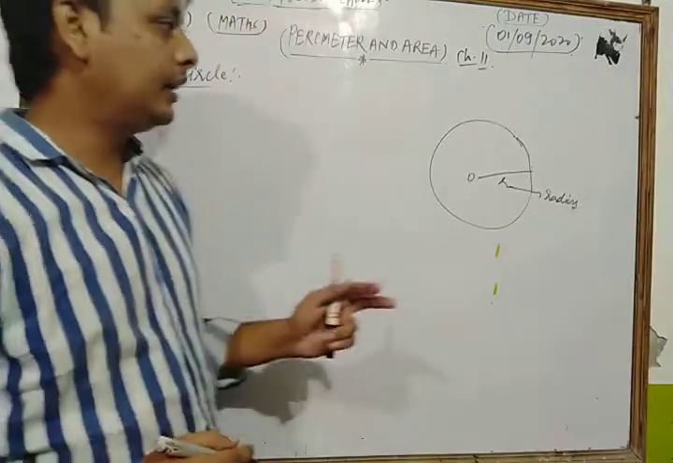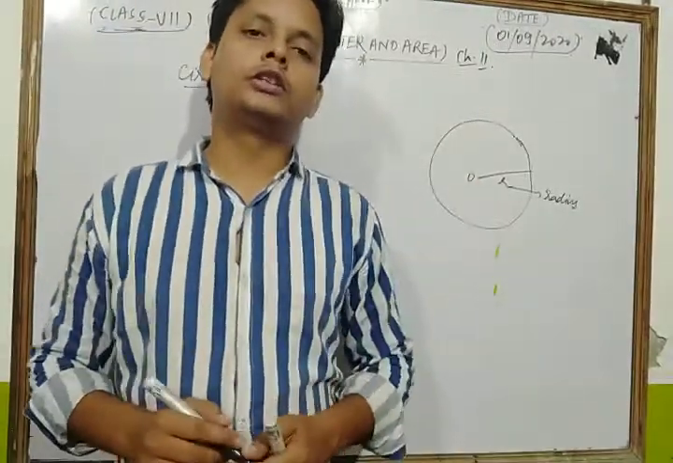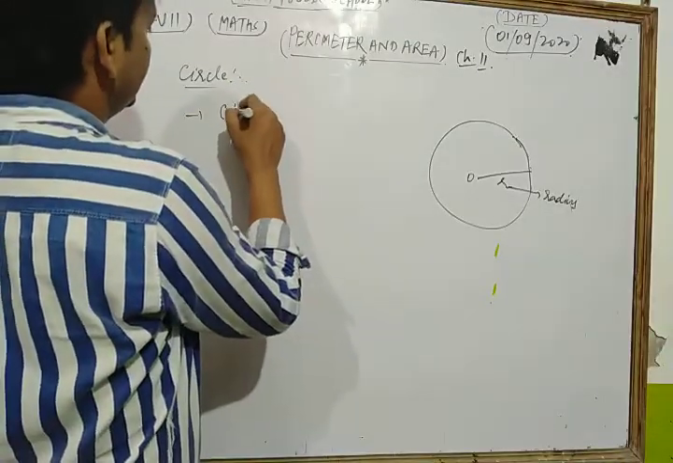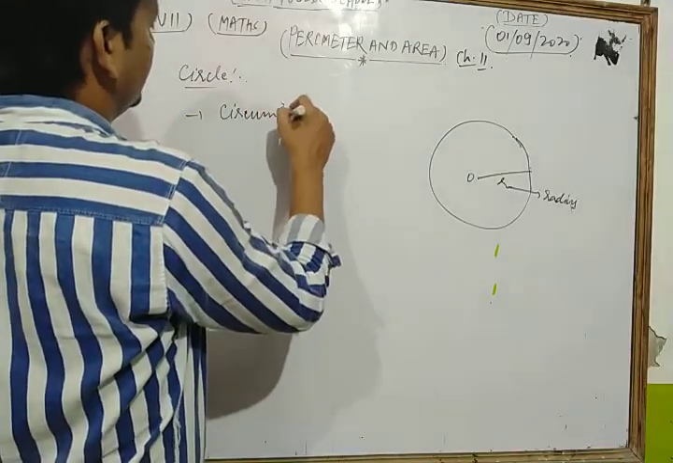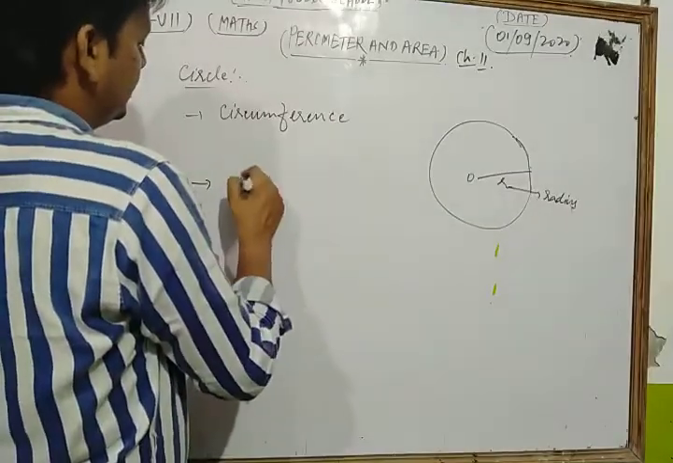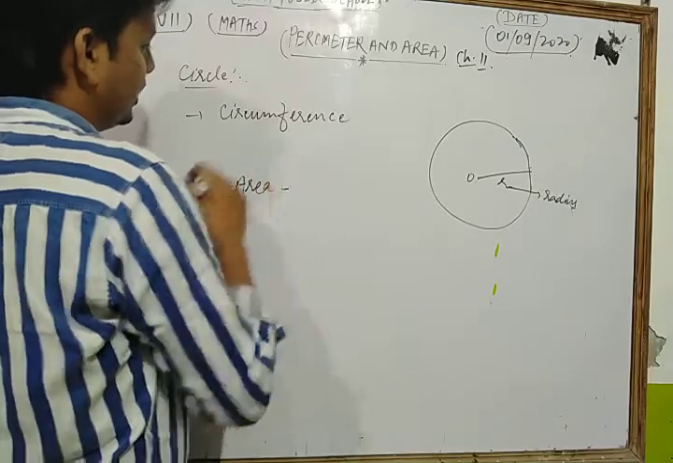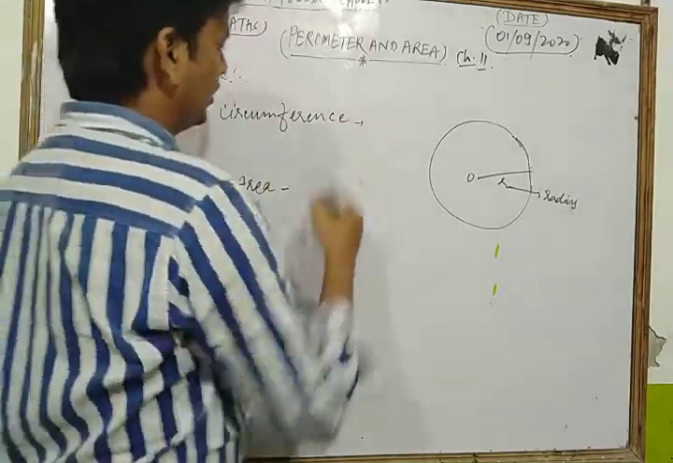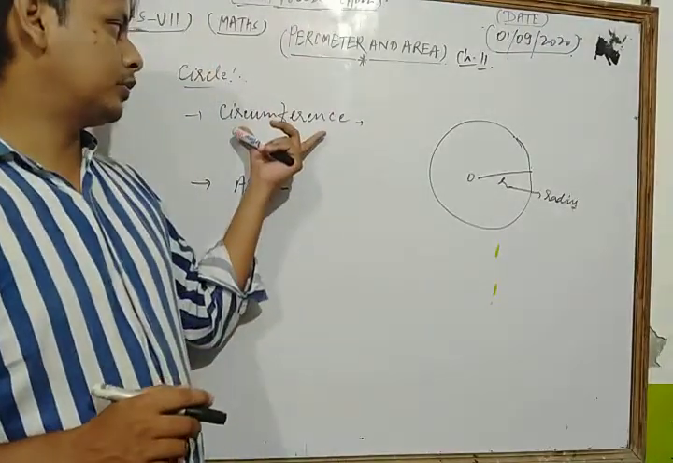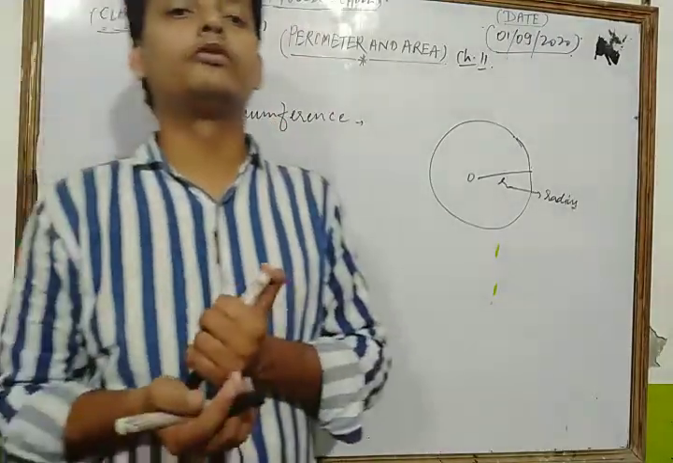Okay, and there are two important formulas related to circle. First one is circumference, and second one is area. First of all, let us discuss the concept of circumference.